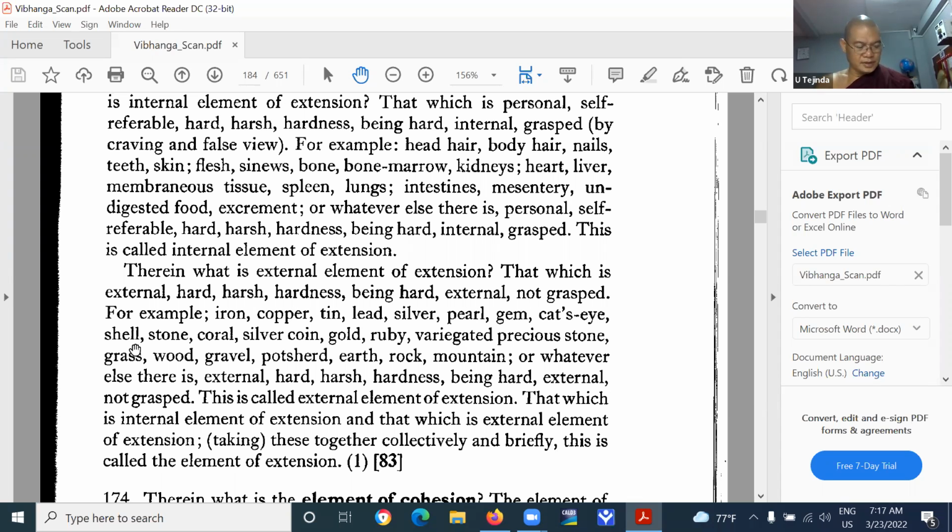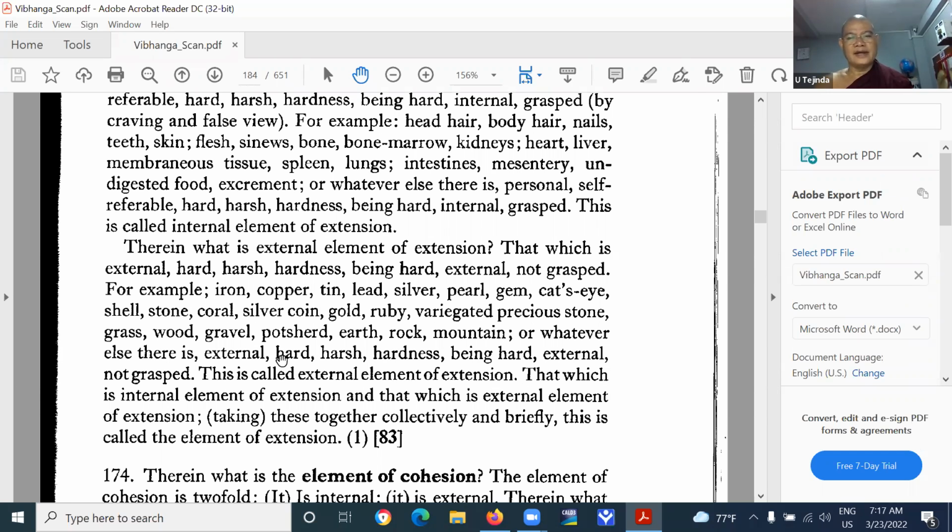I don't know that word. Pushat means a piece of the glass, like a piece of the plate. Bhumi, the earth. Pasana, the stone. Pavda, the mountain. All these, any kinds of hardness that does not exist in our body, that exists outside our body. Any kinds of hardness here is called Bahira Pathavi Dhatu.